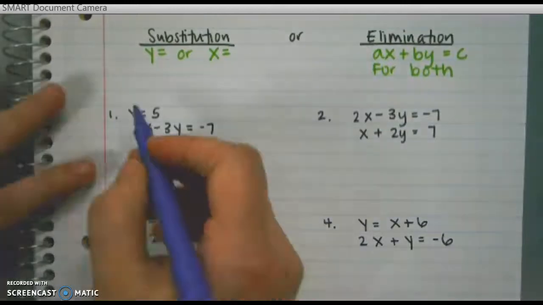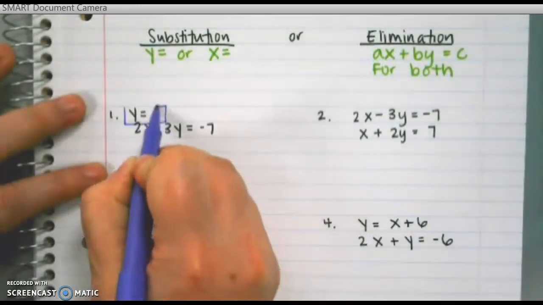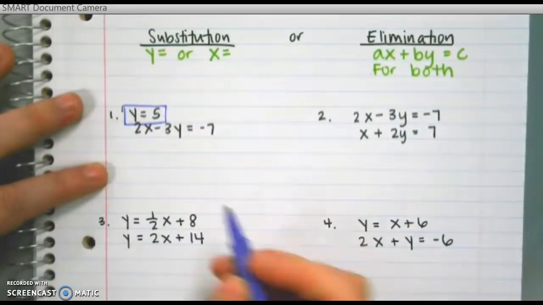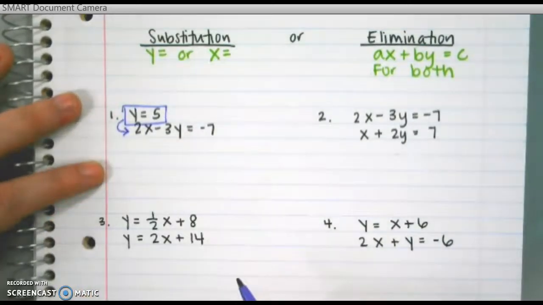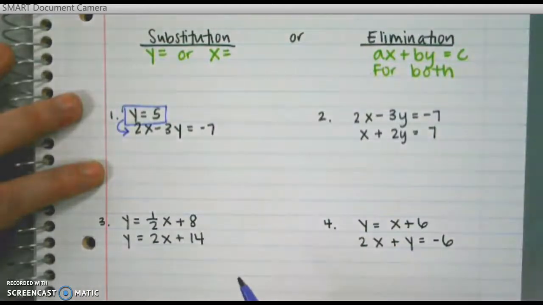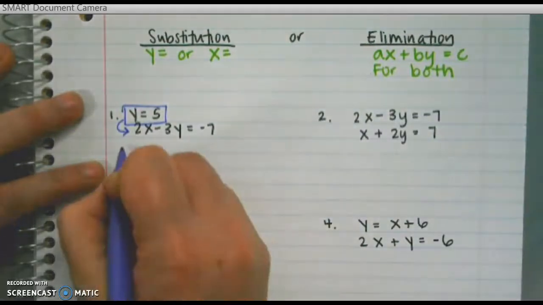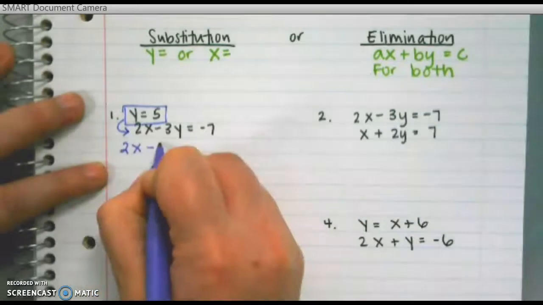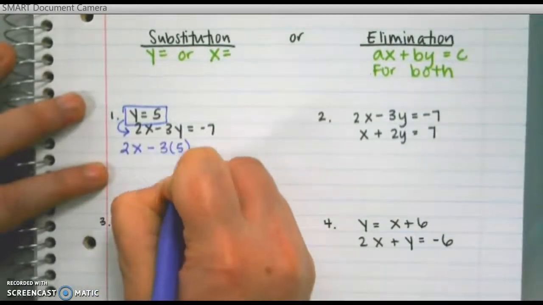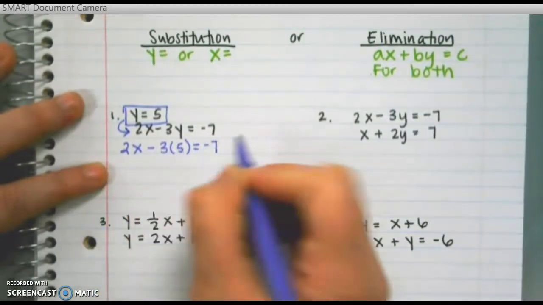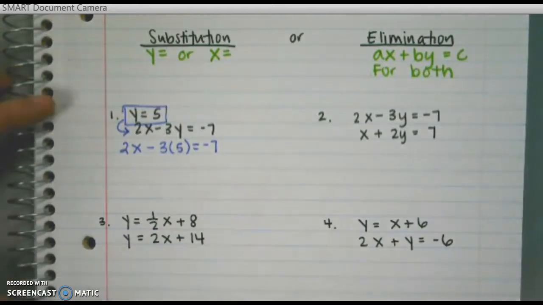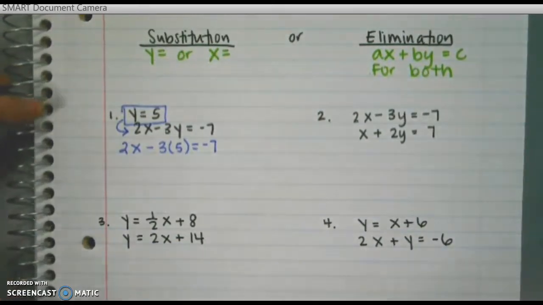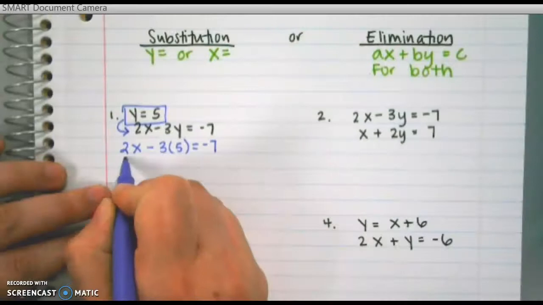Hopefully you said substitution because I see y equals 5. So all I have to do is, in the other equation, plug in 5 wherever I see y. So 2x minus 3 times 5 equals -7. That's why we call it substitution. I'm plugging in 5 for y. All right, now I'm just going to work it out. That means multiply, so I'm going to multiply.